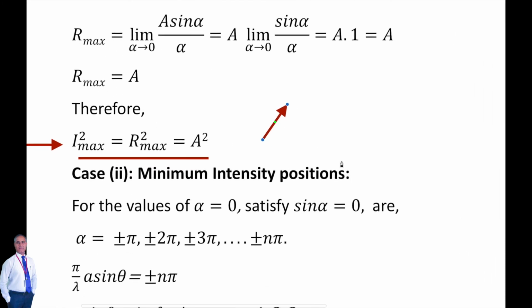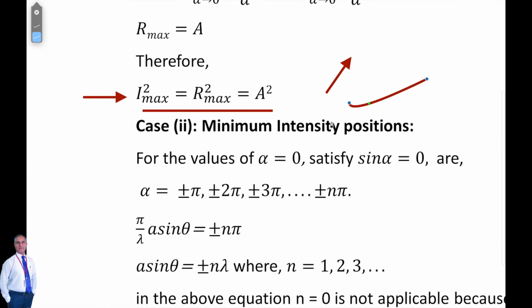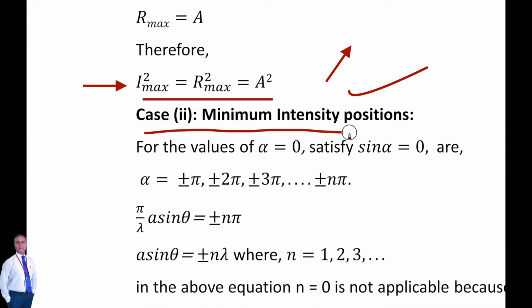Equation number 6 gives us the value of maximum intensity at point P0, which is shown in the diagram. Now let's see case number 2, that is the minimum intensity position, where we are getting 0 intensity. The value of alpha is equal to 0, which satisfies that sine alpha is equal to 0.